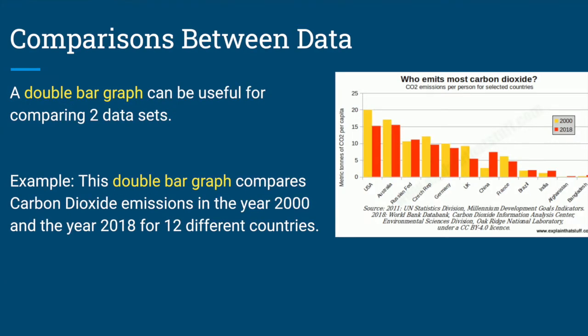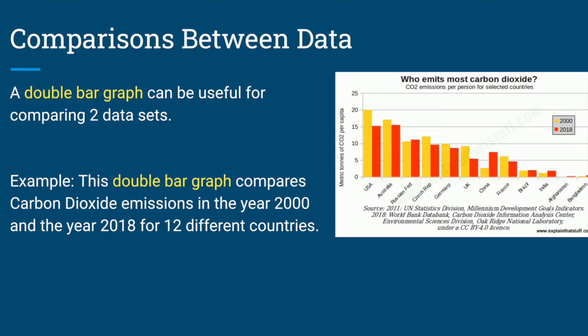For comparisons between data sets, a double bar graph can be a useful representation. This example shows a double bar graph of the carbon dioxide emissions in the year 2000 and the year 2018 for 12 different countries. All the yellow is carbon emissions in 2000, the red is carbon emissions in 2018. So we can see the differences between countries, but also at the same time looking at them in 2000 and 2018.